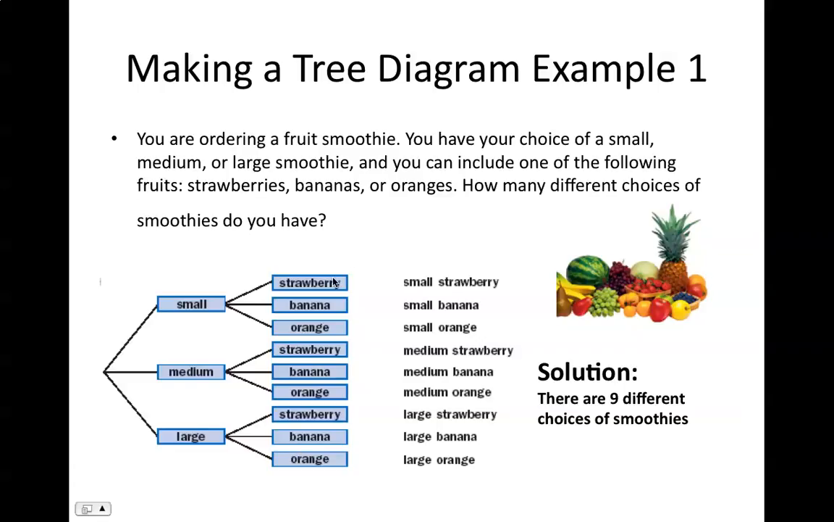So with those, then we can combine the different branches of our tree to get a small strawberry, small banana, small orange, medium strawberry, medium banana, medium orange, and large strawberry, large banana, and large orange. So to answer the question of how many different choices we have, there are actually 9 different choices of smoothie. Again, comparing the size and the different fruits that we can get. So as you can see, a tree diagram is just a visual way of representing the possible outcomes.